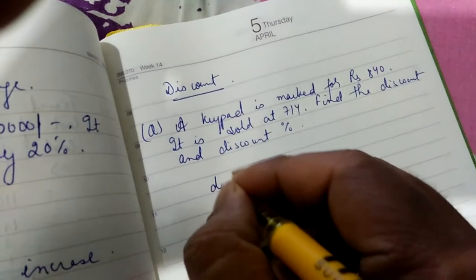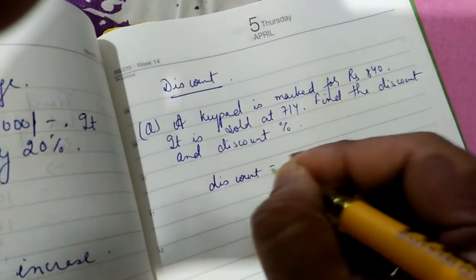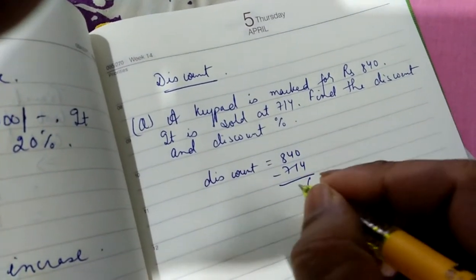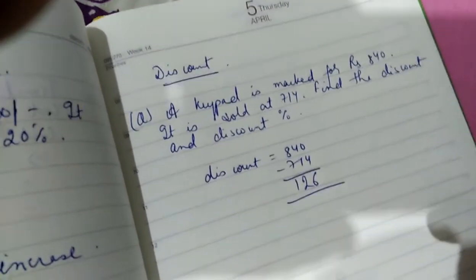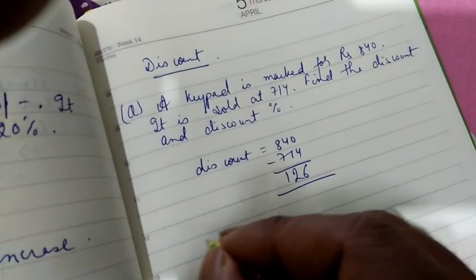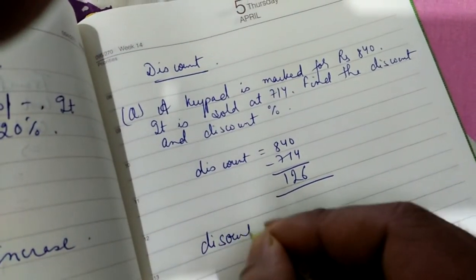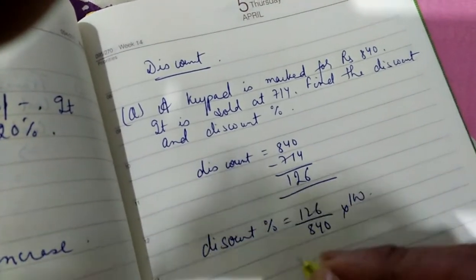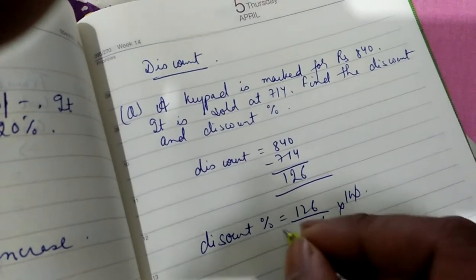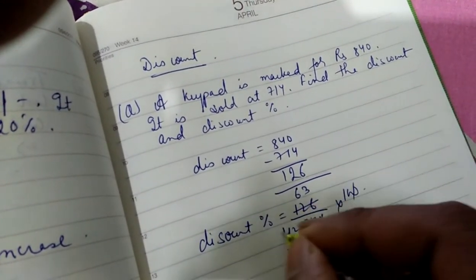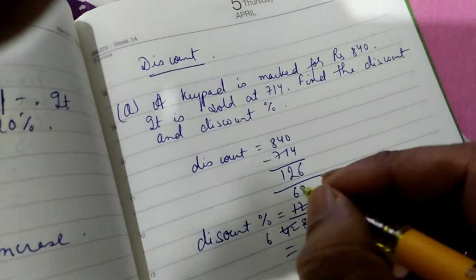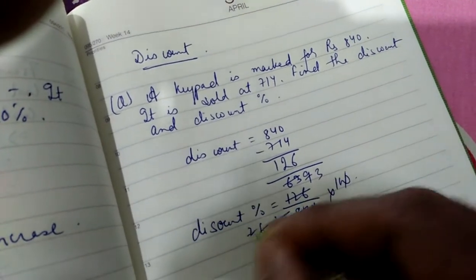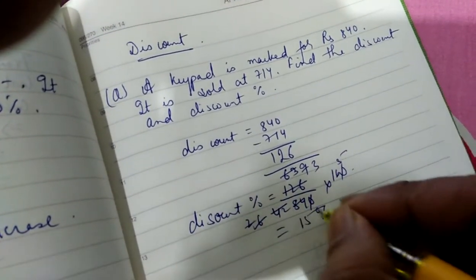Okay, so the discount is equal to 840 minus 714, which is equal to 126. 126 is the discount. Now what is the discount percentage? It is equal to 126 by 840 into 100. This gives 15% is going to be the discount.